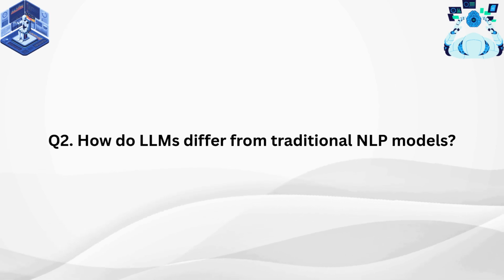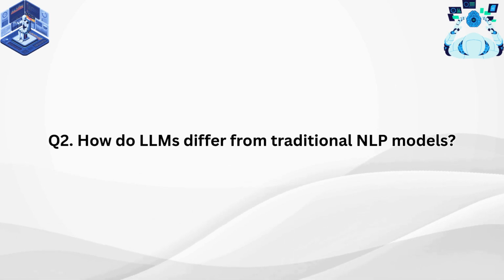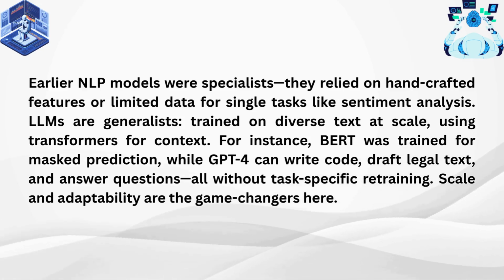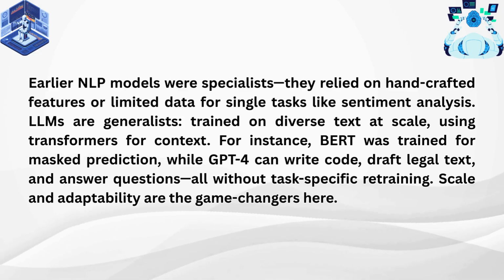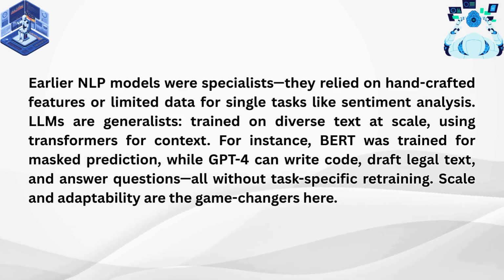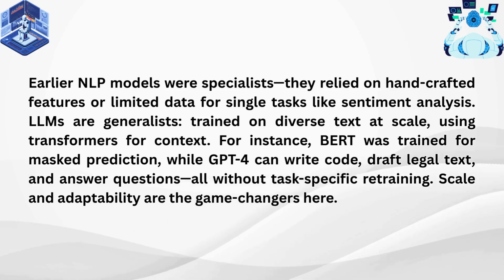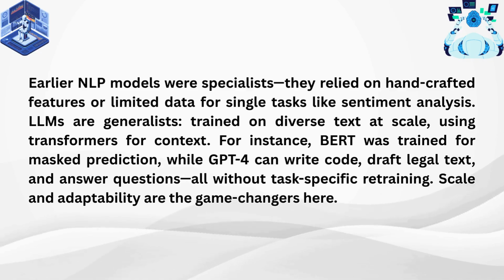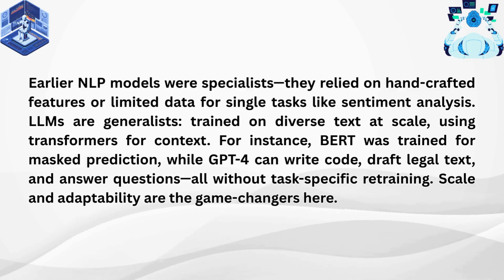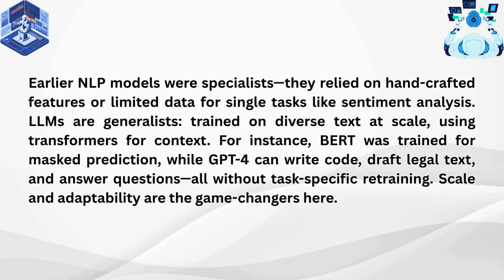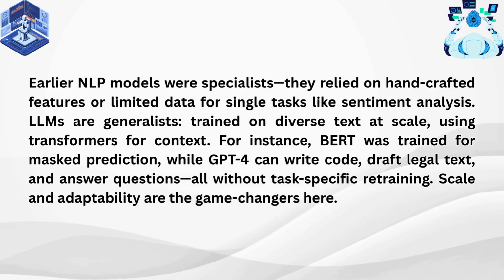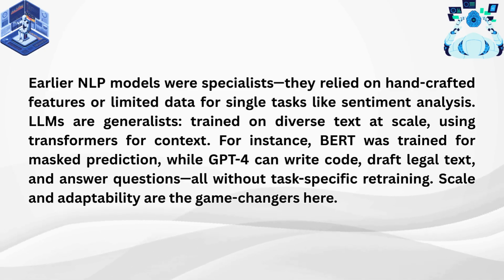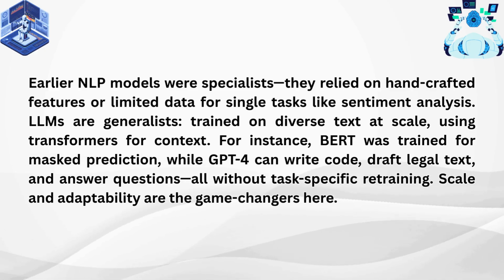How do LLMs differ from traditional NLP models? Earlier NLP models were specialists. They relied on handcrafted features or limited data for single tasks like sentiment analysis. LLMs are generalists, trained on diverse text at scale, using transformers for context. For instance, BERT was trained for mask prediction, while GPT-4 can write code, draft legal text, and answer questions, all without task-specific retraining. Scale and adaptability are the game changers here.